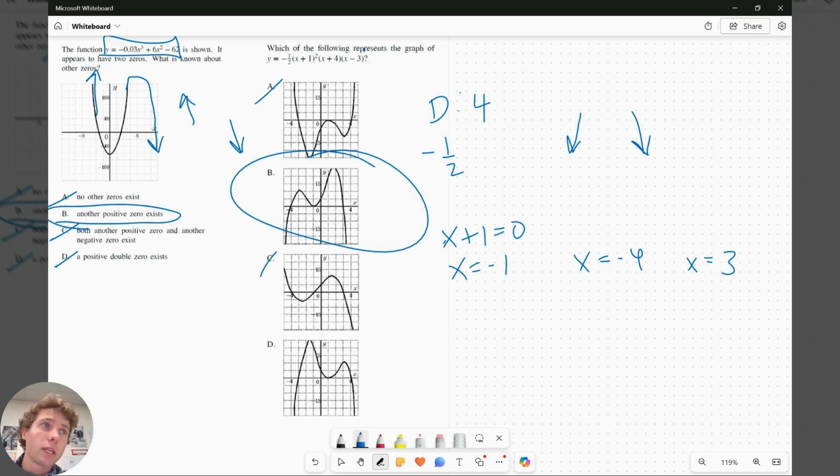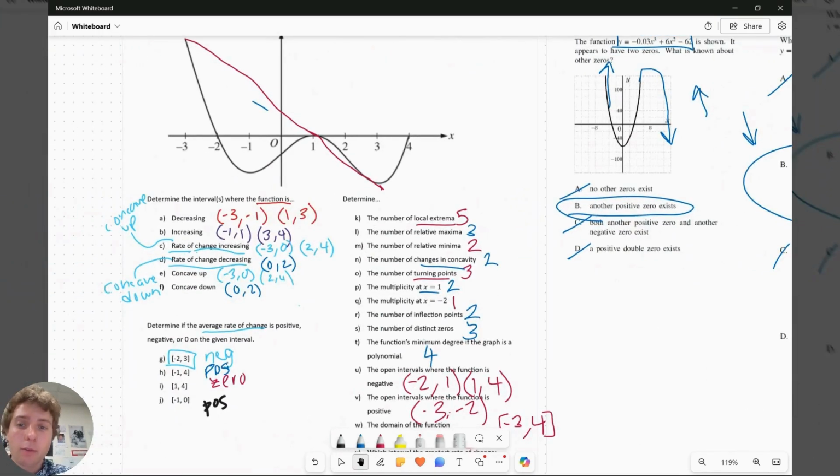That's our review. That's what we need to know for our quiz tomorrow. A lot of definitions and applying that stuff. What does it actually mean?